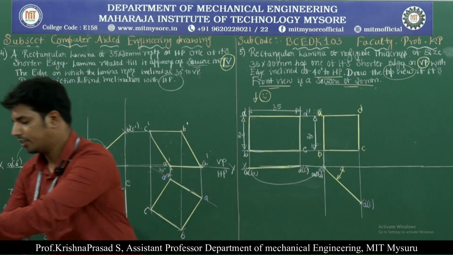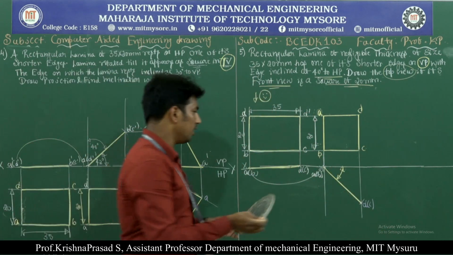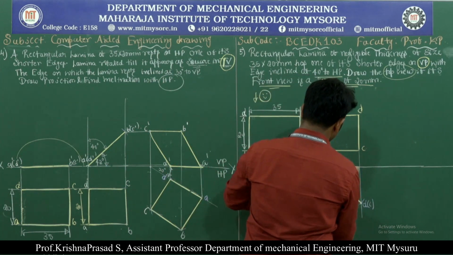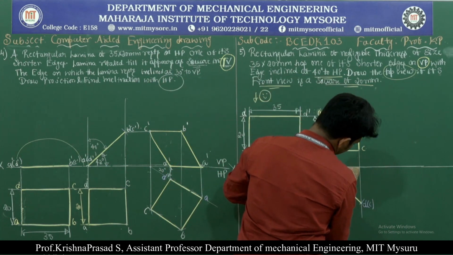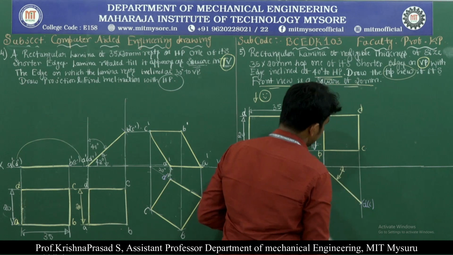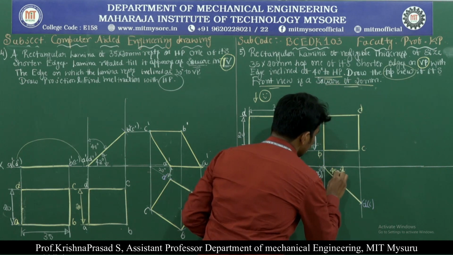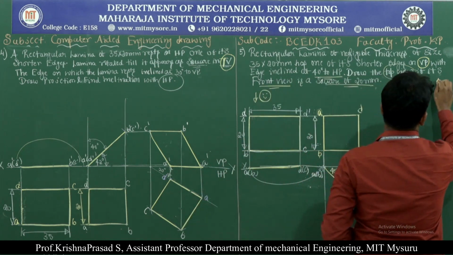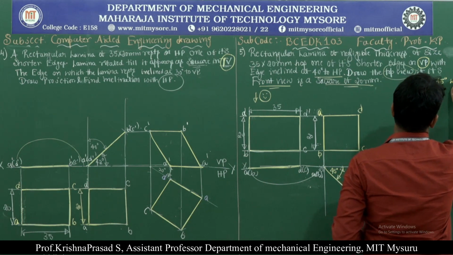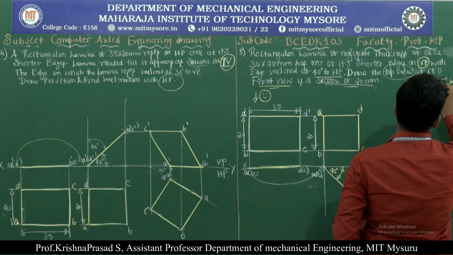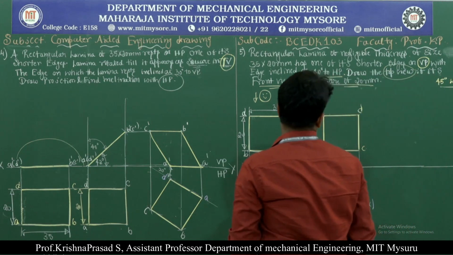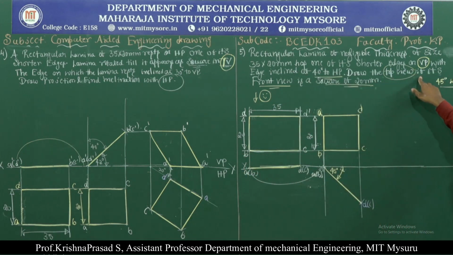For the inclination, very simple, keep the protractor here. What is the angle? The angle is 45 degree with respect to VP. So we are getting 45 degree with VP here. Last point, draw the top view.